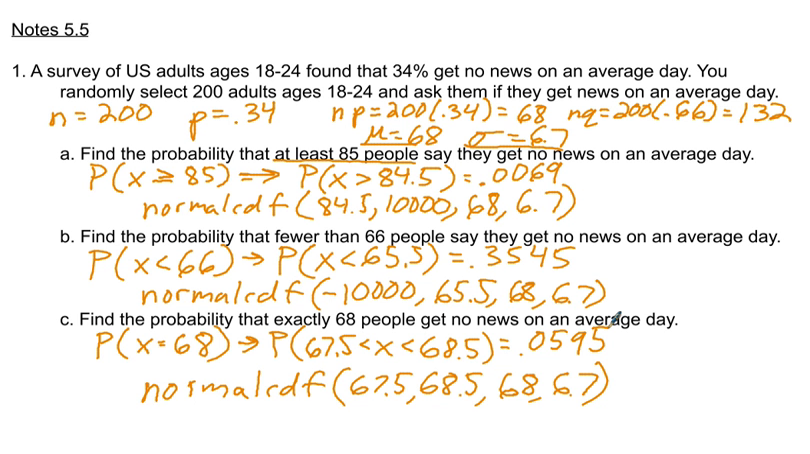Right, so 5% chance that exactly 68 people say they get no news on an average day. Right? And that may seem a little low because that's the mean, but if you think about asking 200 people, just getting exactly the mean, that's probably not likely to happen. You expect to get around the mean, but getting exactly the mean, it's not going to happen every single time. Right? It's about a 6% chance of that happening.